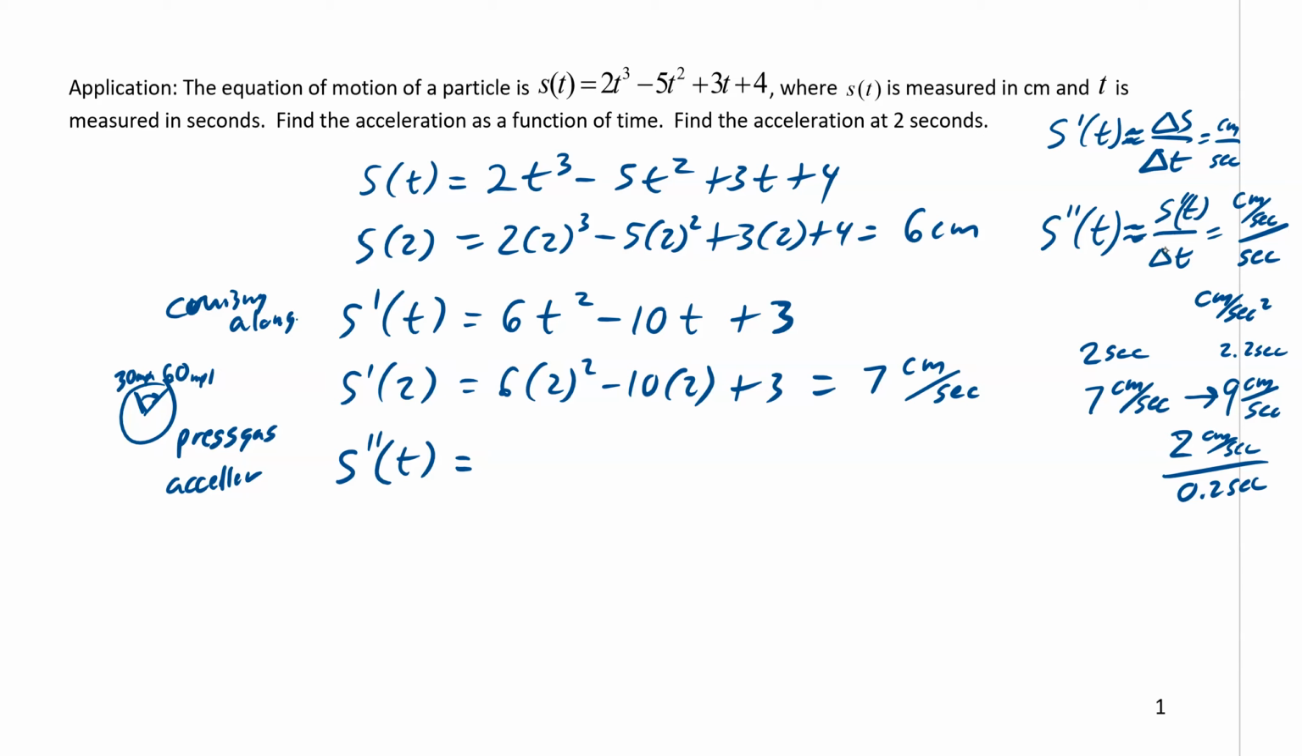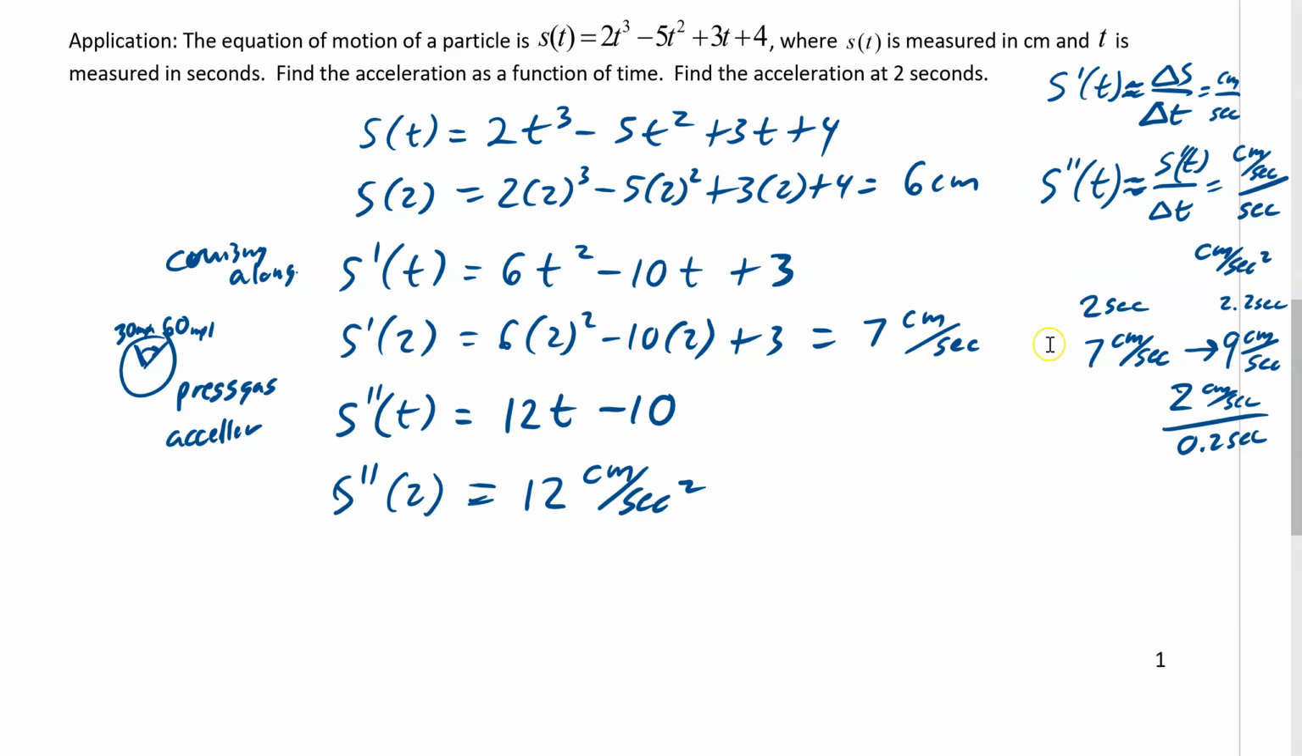So if they say find the acceleration as a function of time, they're just saying find the second derivative. So we go 12t minus 10. That's our derivative of our derivative. And then now we can plug the 2 into our second derivative. And that would give us 12. And that would be centimeters per second squared. So there you have it.